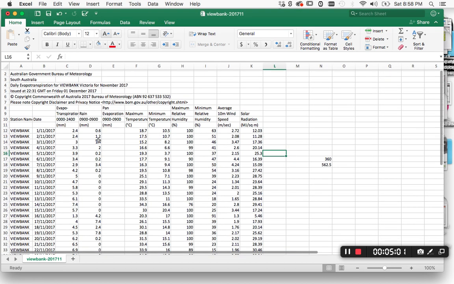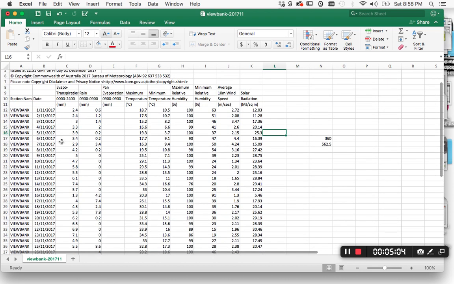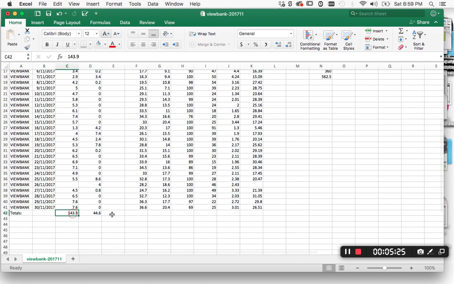And so here's November. I've downloaded November's evapotranspiration from last year. You can see you get a lot of bang for your buck with this download because you get a whole lot of other bits of data as well from each day. You even get, there we go, our solar insolation. So here's our evapotranspiration on each day, and here's our rainfall. It even totals it up here, 143.9.